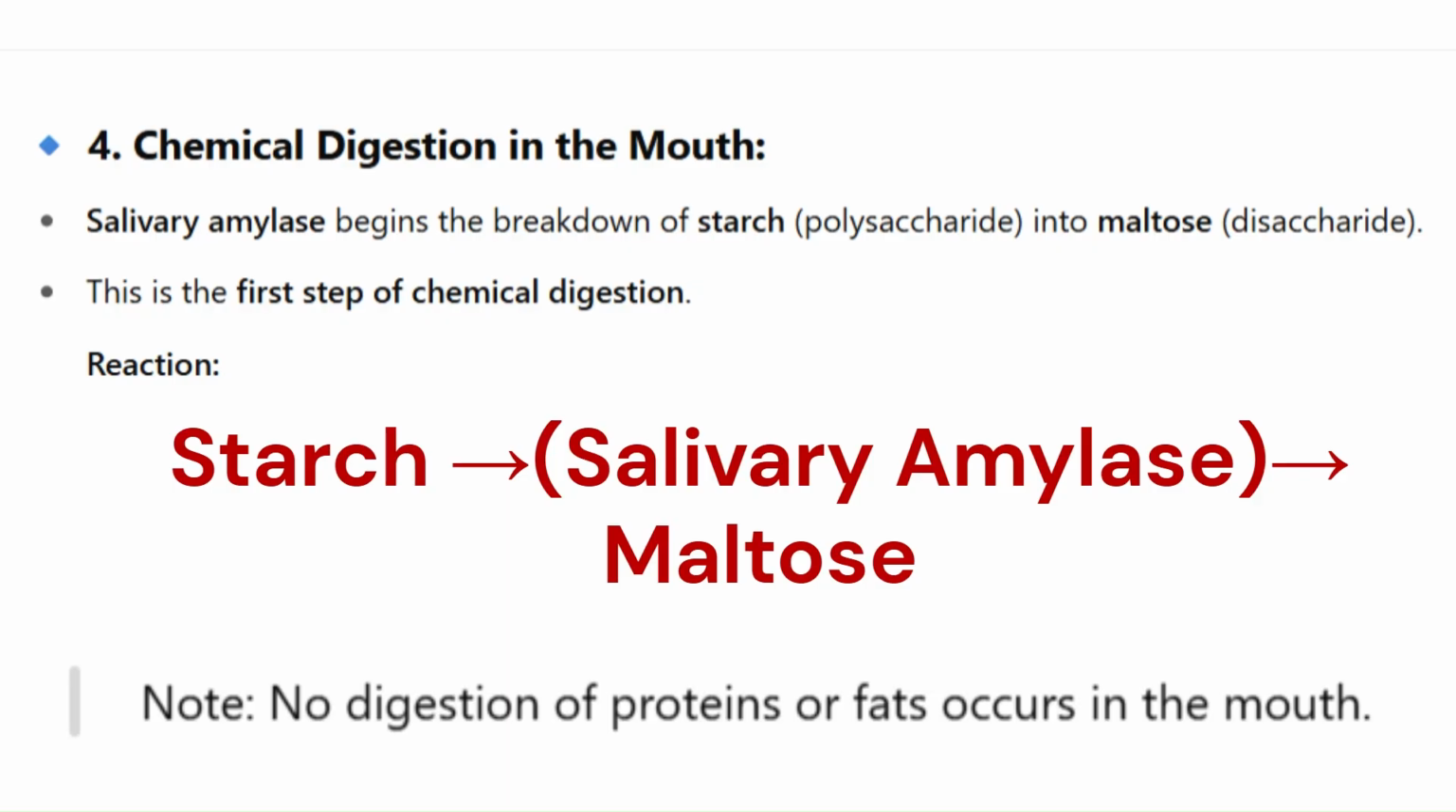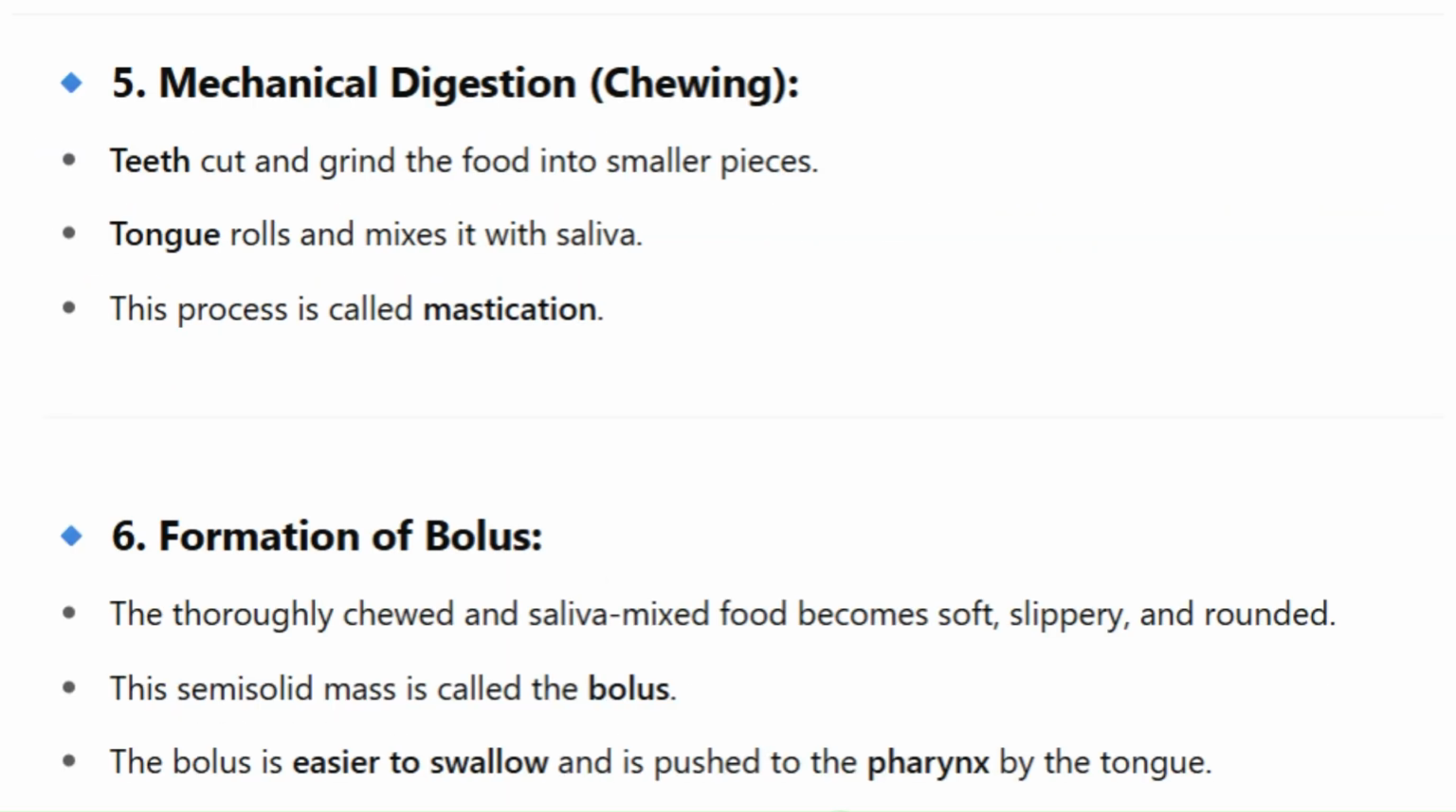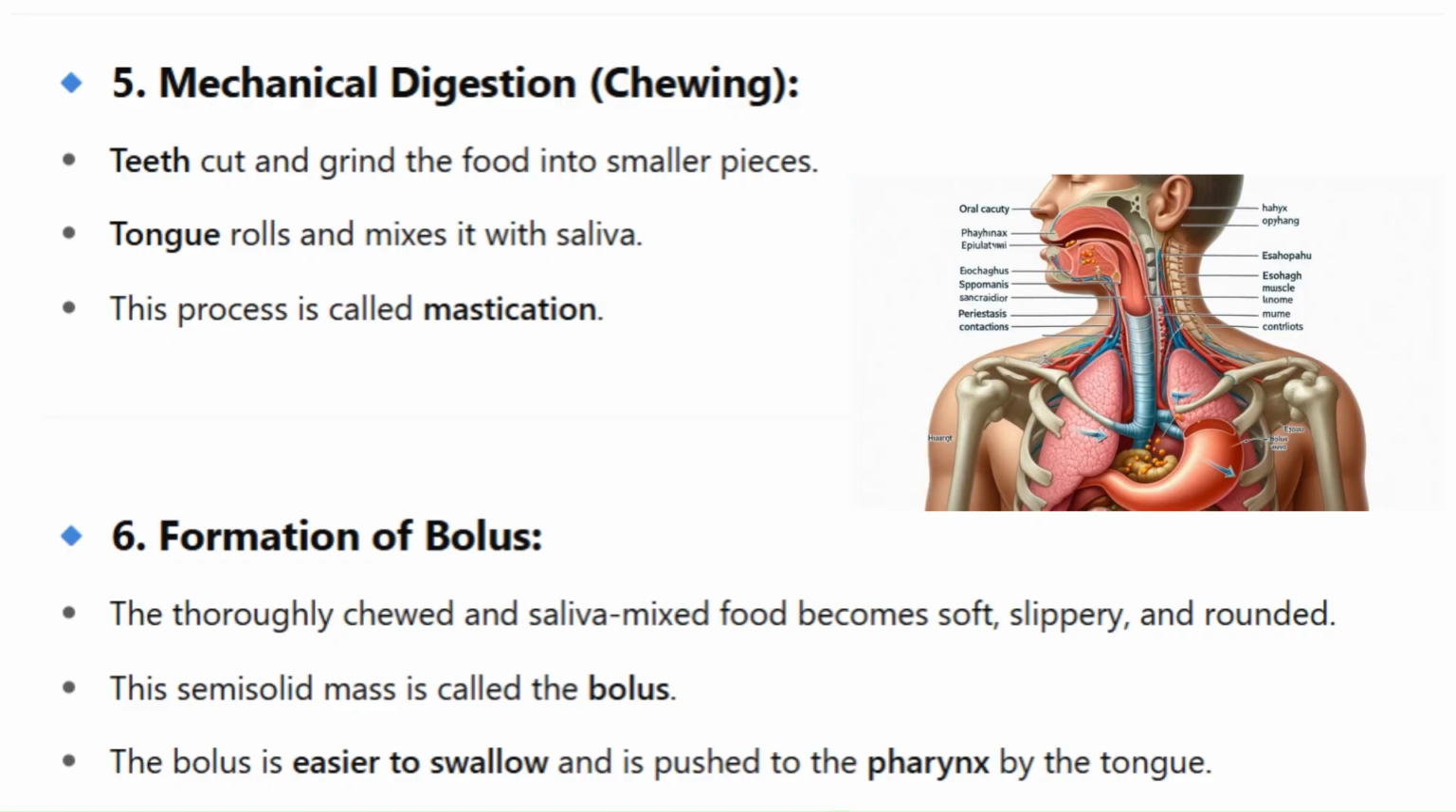But remember that no digestion of proteins or fats occurs in the mouth. 5. Mechanical digestion, chewing. Teeth cut and grind the food into smaller pieces. Tongue rolls and mixes it with saliva. This process is called mastication.